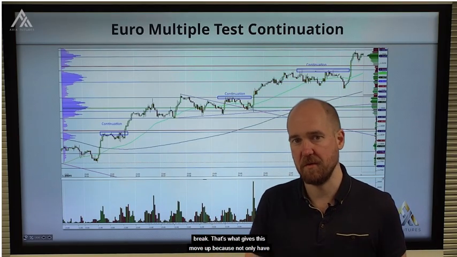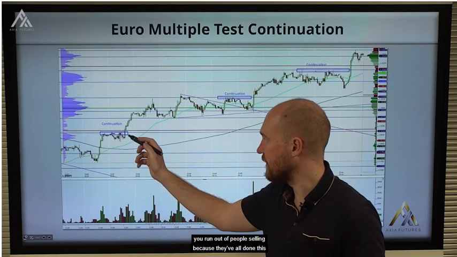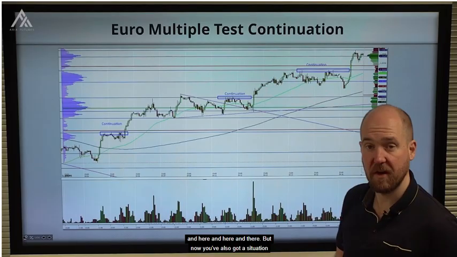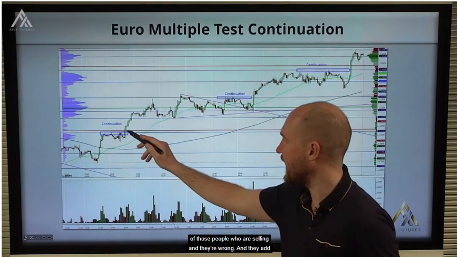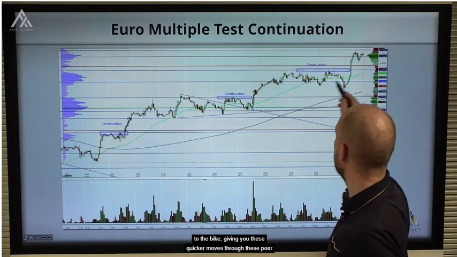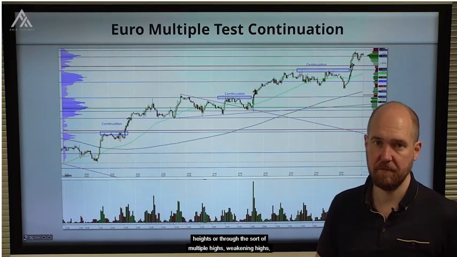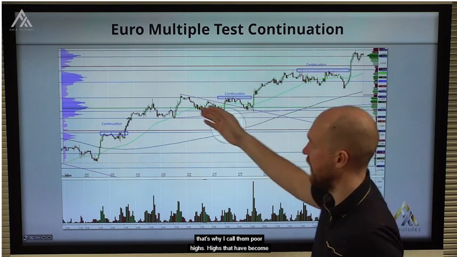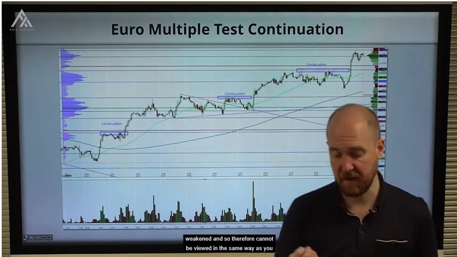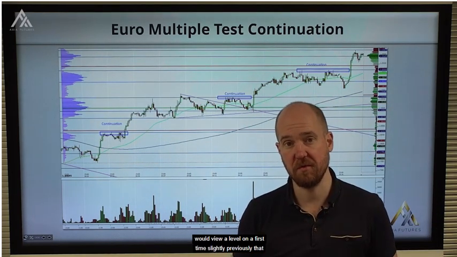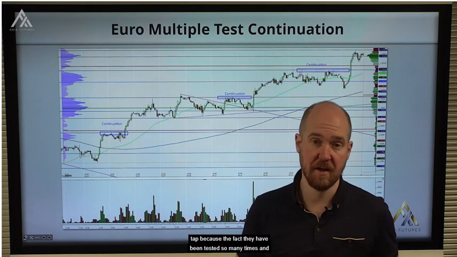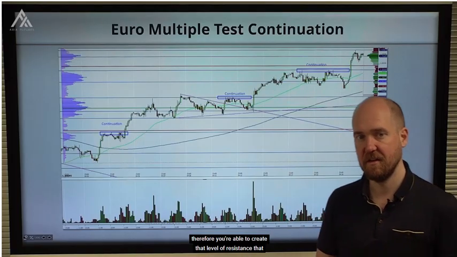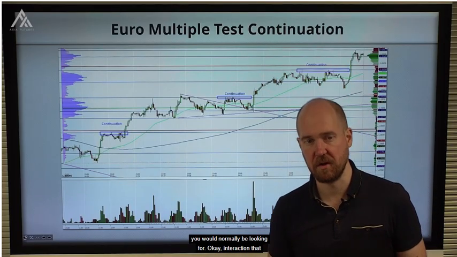And that's what gives this move up, because not only have you run out of people selling, because they've all done their selling here and here and here, but now you've also got a situation where those people who are selling are now wrong and they add to the buying, giving you these quicker moves through these poor highs, these multiple highs, weakening highs. That's why I call them poor highs. Highs that have become weakened and so therefore cannot be viewed in the same way as you would view a level on a first touch like we previously looked at, because they have been tested so many times and therefore are not able to create that level of resistance that you would normally be looking for.